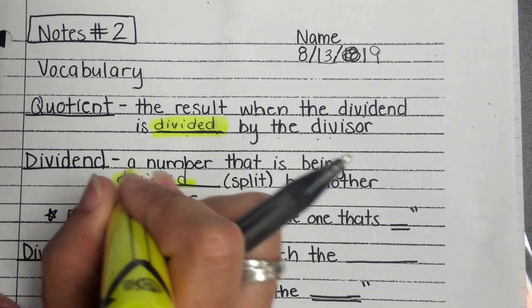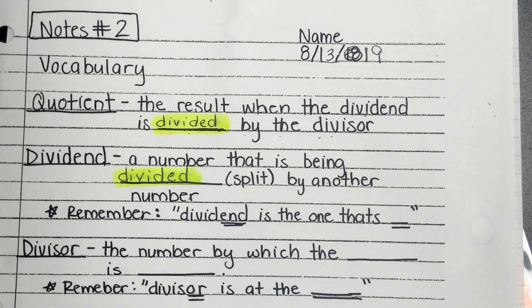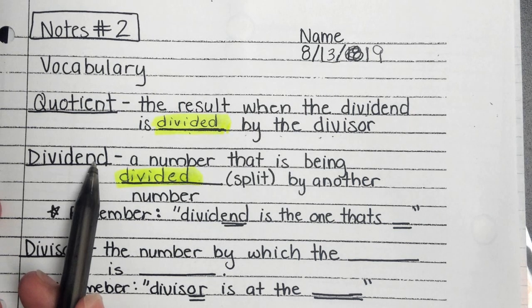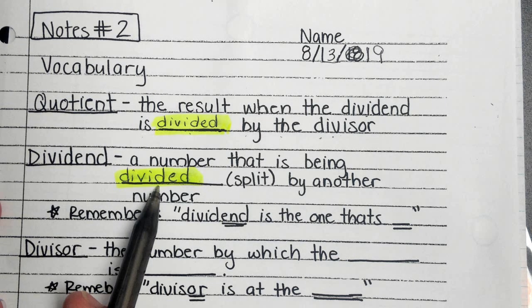You're taking a large, or usually a larger number, and breaking it into chunks. So you're taking that dividend and breaking it up. We're dividing it into groups. Okay?